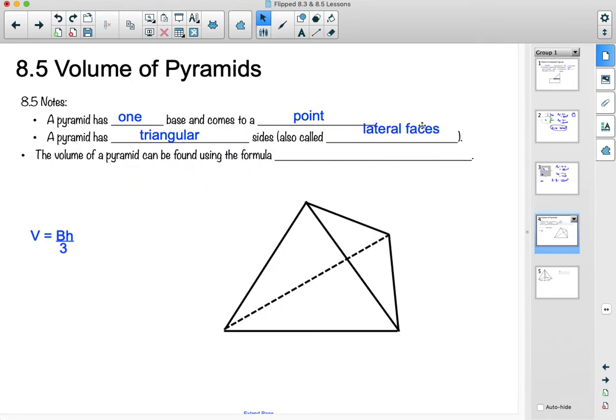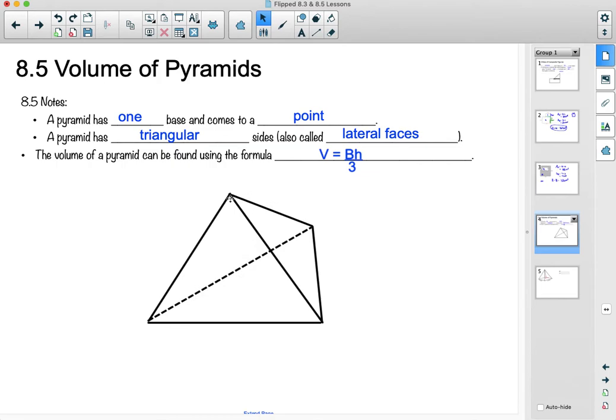Sides are also called lateral faces. This is just a term that I want you to get used to for high school geometry. Okay, last but not least, the formula is V equals base times height divided by 3. Big B, that's the area of the base times the height, and then we divide our final answer by 3.